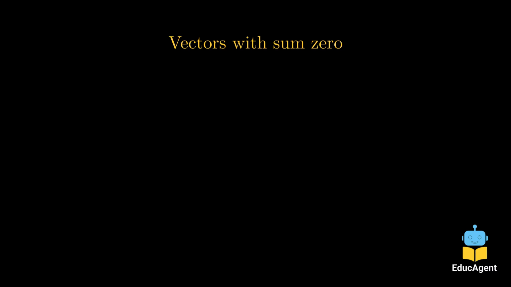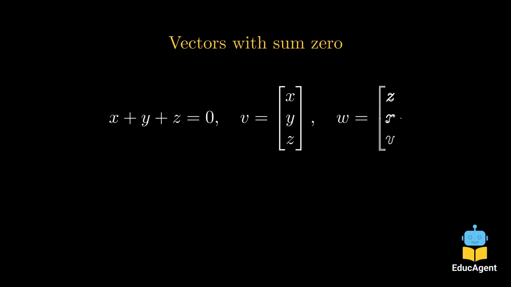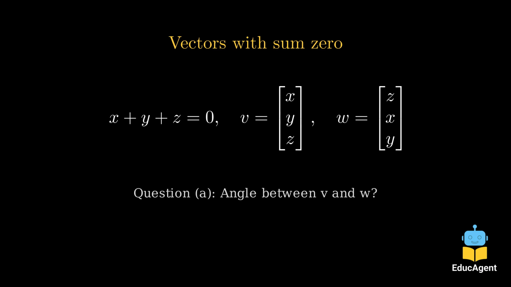Here's the problem we'll solve today. We are given three numbers whose sum is 0 and two vectors v and w formed by permuting the entries. Part A asks for the angle between v and w using the standard cosine formula from linear algebra. Part B challenges us to explain why the dot product ratio is always -1/2. Pause and think. Can you see a symmetry or algebraic identity that forces this value?